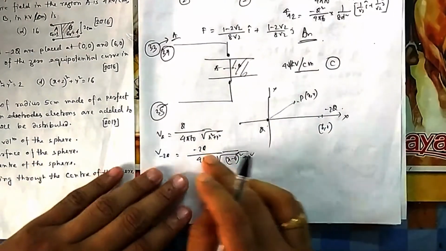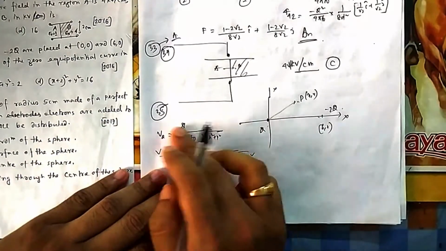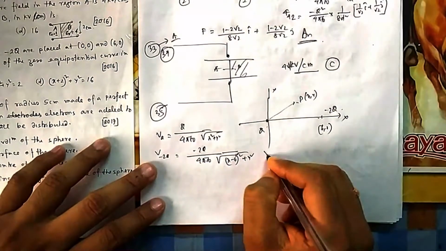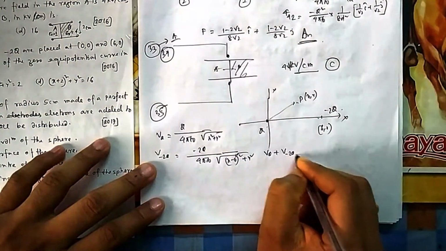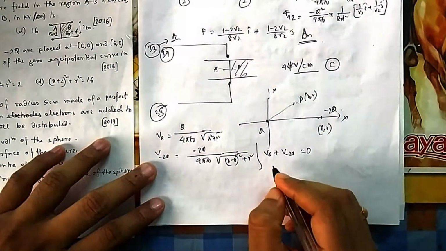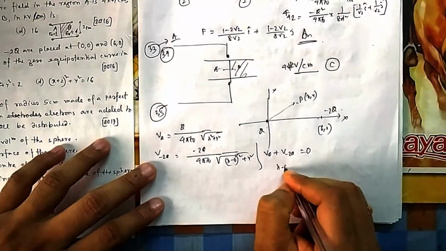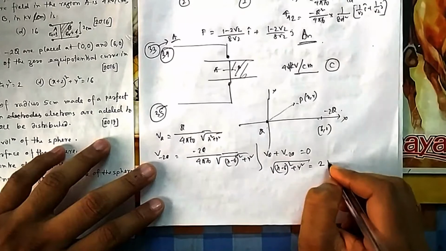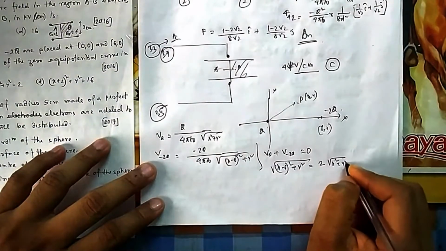Now if you add this to 0, everything will be gone, 4 pi epsilon 0 and Q, and you will find the expression. I am not doing it fully; this plus this minus 2 should be equal to 0. If you put in all these values, finally you will get something like this: under root of x minus 6 whole square plus y square is equal to 2 into under root of x square plus y square.